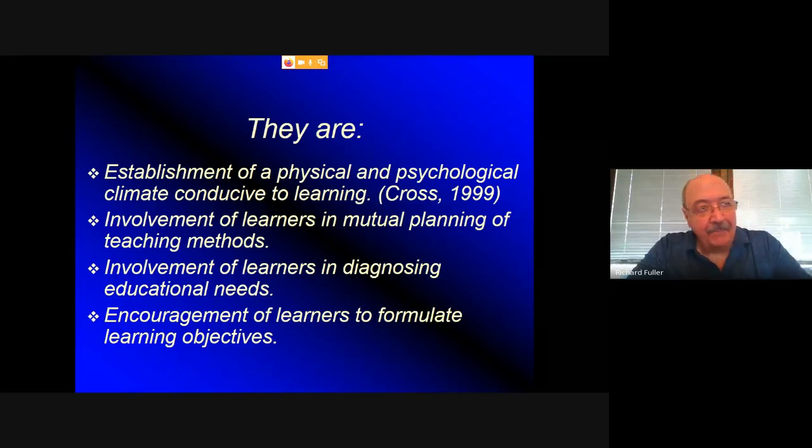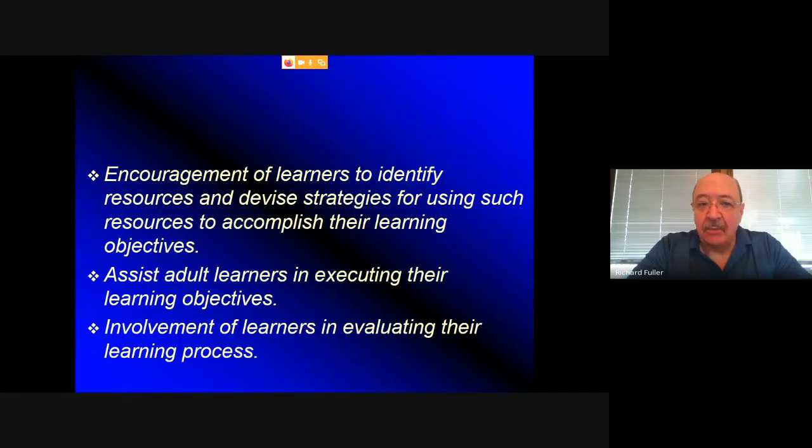And again, that's a difficult thing because they don't always know what it is that they need to learn. But when you can give them choice, when you can give them input, it's an important thing. You need to have an encouragement of the learners to identify the resources and devise different strategies that can be utilized as well. Give them voice in this. Assist adult learners in executing their learning objectives. In other words, help them to figure out what they want to do.